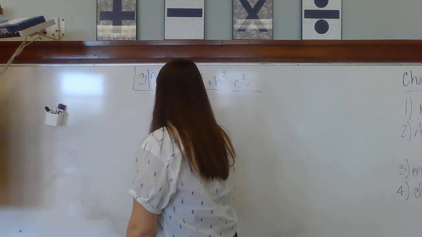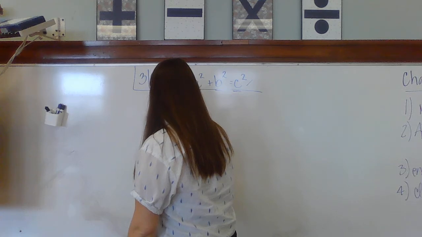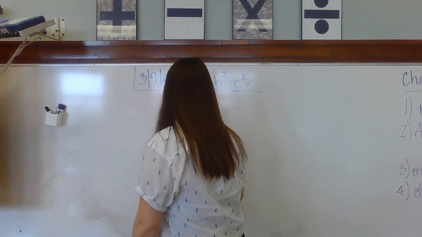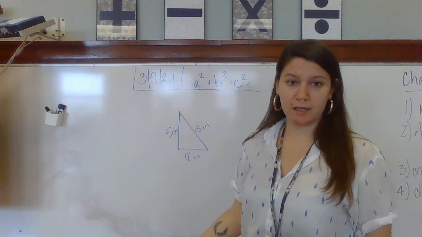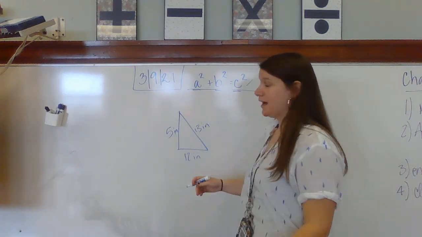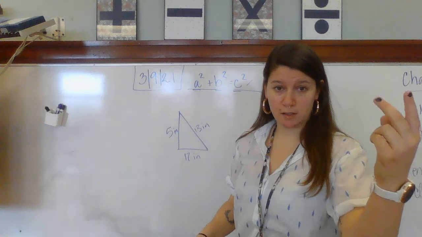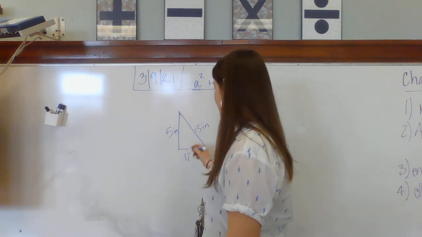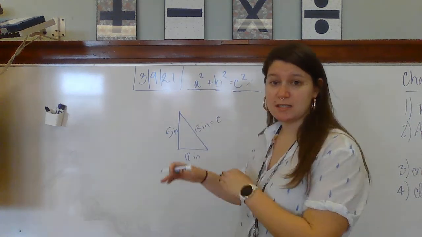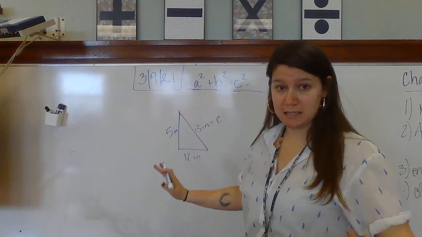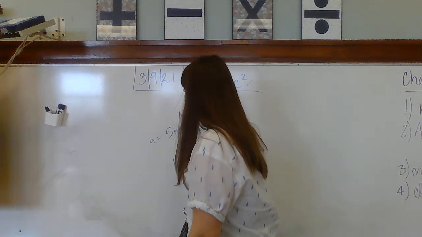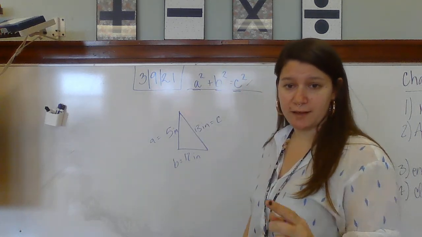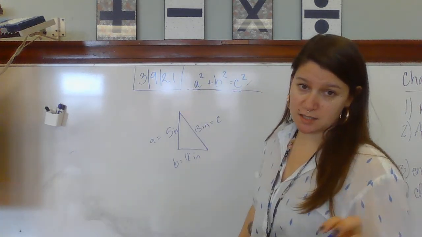Let's say we've got 5 inches, 12 inches, and 13 inches here. And I want to know, is this a right triangle? To figure that out, I would identify A, B, and C. So smallest, middle, biggest. C is always my biggest length, my longest side length. And then I'm just going to make A my smallest and B my medium. So A is 5, B is 12, C is 13.